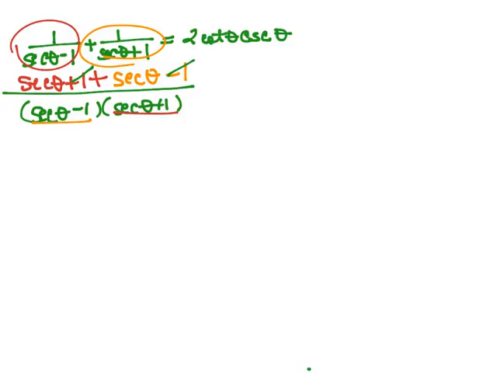Combining the ones, they equal 0. So I have 2 times the secant of theta. And in the denominator, secant theta minus 1 times secant theta plus 1 is a difference of squares. So I'll have secant theta squared minus 1. And if you think back to one of your Pythagorean identities, 1 plus tangent squared equals secant squared. So secant squared minus 1 would be equal to tangent squared.